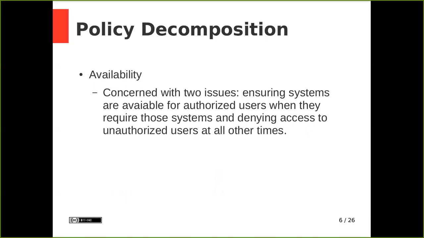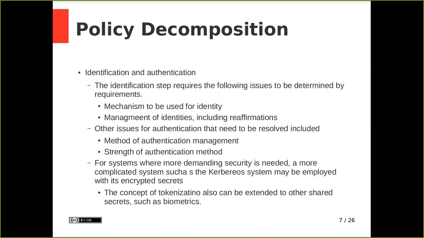Availability is concerned with two issues: ensuring systems are available for authorized users when they require those systems, and denying access to unauthorized users at all times. Identification and authentication: the identification step requires the following issues be determined by requirements: the mechanism to be used for identity, and management of identities, including reaffirmations. Other issues for authentication that need to be resolved include the method of authentication management and the strength of authentication management.